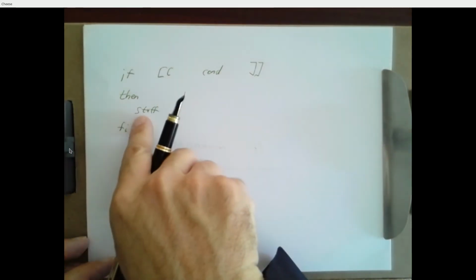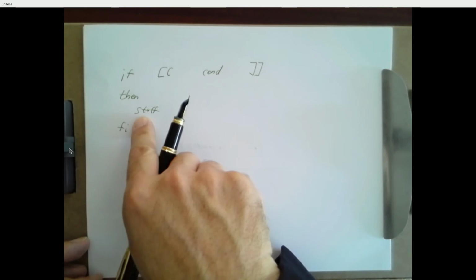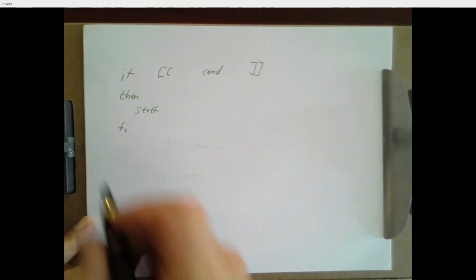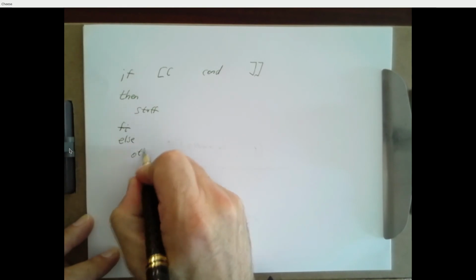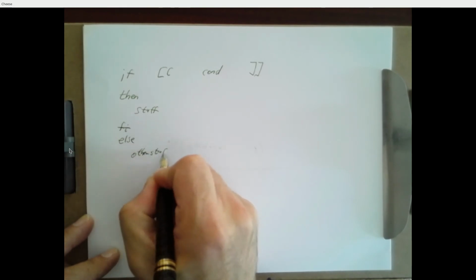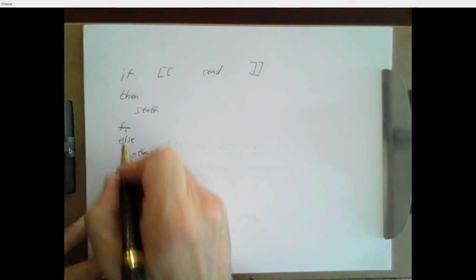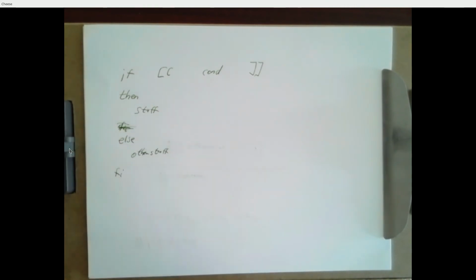I'm usually going to indent when I'm inside an if statement so that it's easier to read. You can also say else, other stuff, and then put your fi down there. So there's a basic if then else. And this means stuff can be multiple lines, right? Yes, it can be multiple lines.